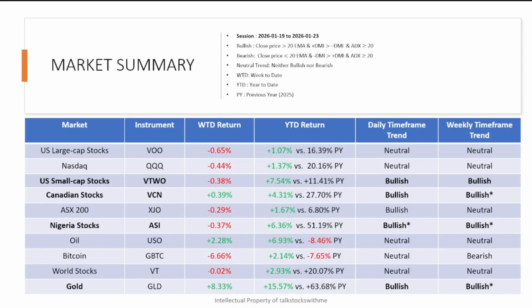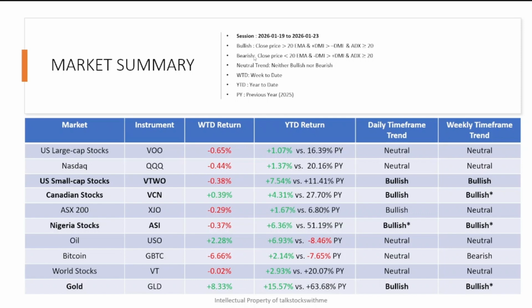Let's get started. Let's begin this section with some house rules. Looking to identify whether the trend is bullish or bearish or neutral across these major markets, we have this definition key here. A bullish trend is identified when the close price is above the 20 exponential moving average, and the plus DMI is above the minus DMI, and the ADX value is greater than 20.